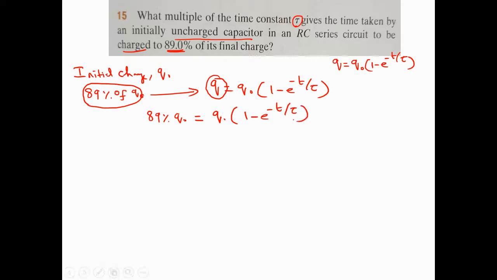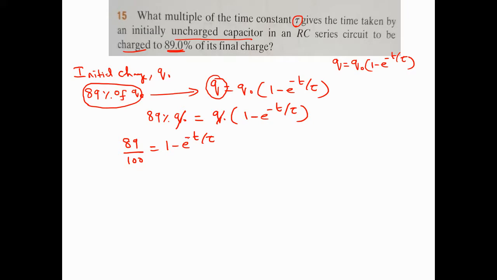Clear? Okay, you can cancel this Q naught and Q naught, because left hand side and right hand side we have the same charge. How can you write this 89%? You can write 89 divided by 100, which is exactly equal to 1 minus e power minus t over tau.